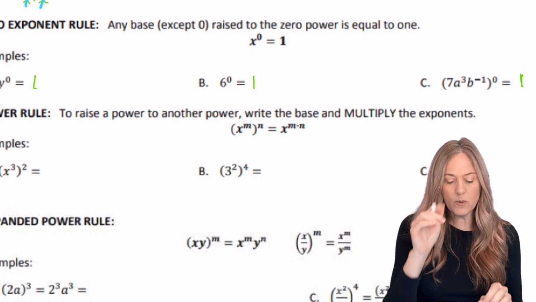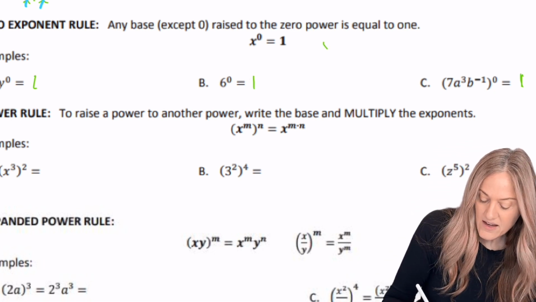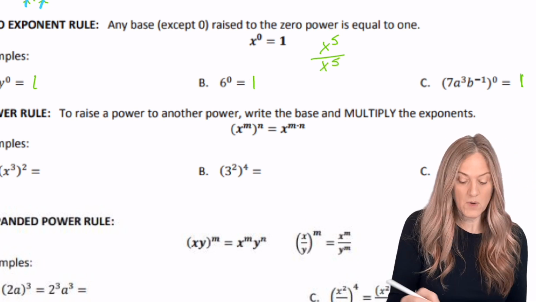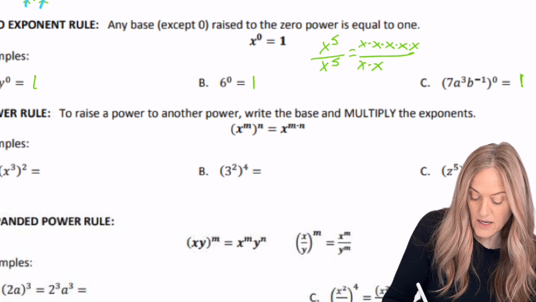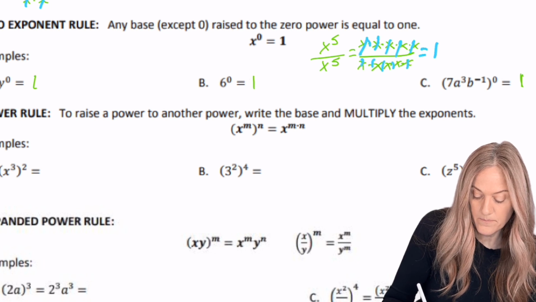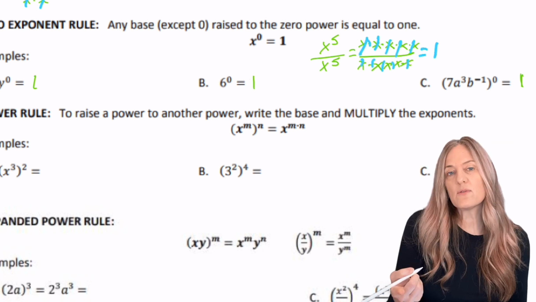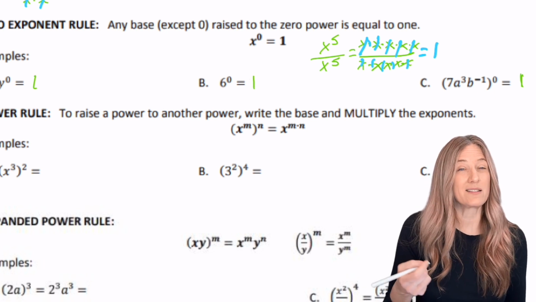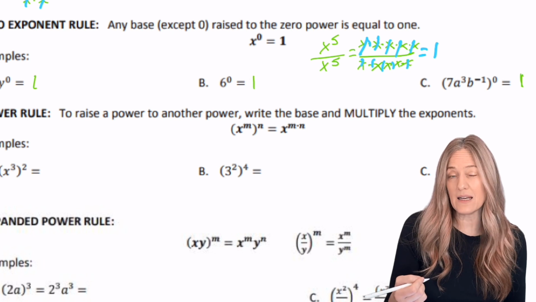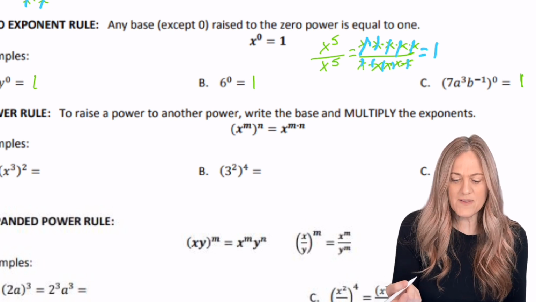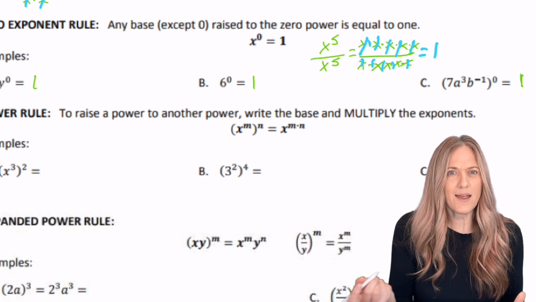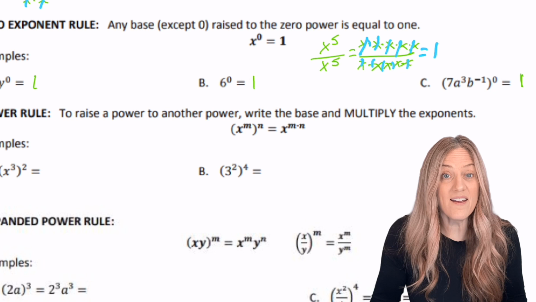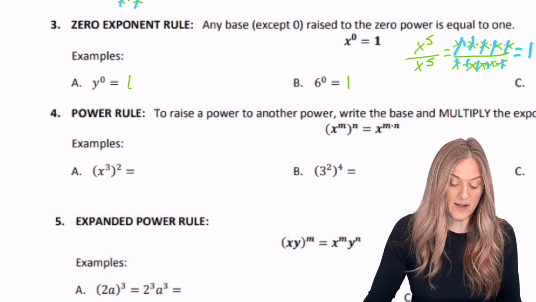Now, why does this work? Let's take a real quick look at this. What if I had x to the 5th divided by x to the 5th? Well, we know that that would be 1. But what if we use that quotient property? The quotient property says x to the m divided by x to the n is x to the m minus n. Well, then x to the 5 minus 5 is x to the 0. It equals 1 because x to the 5th divided by x to the 5th would equal 1. So that is the 0 exponent rule.